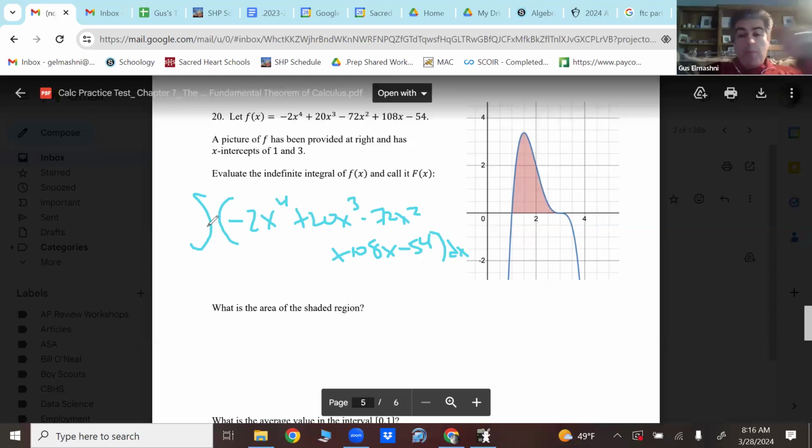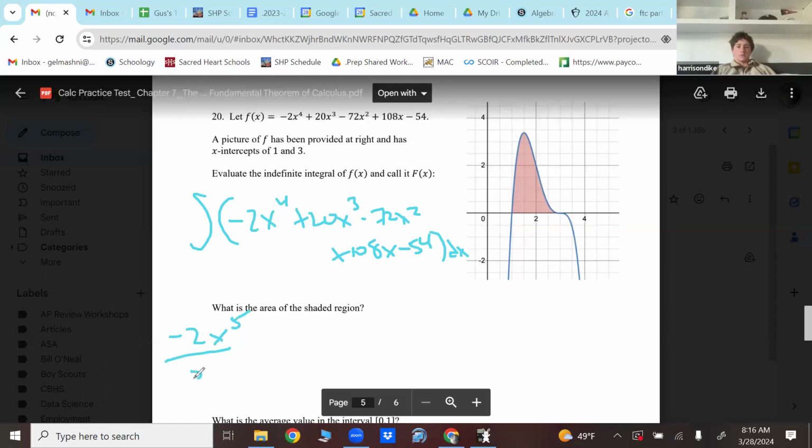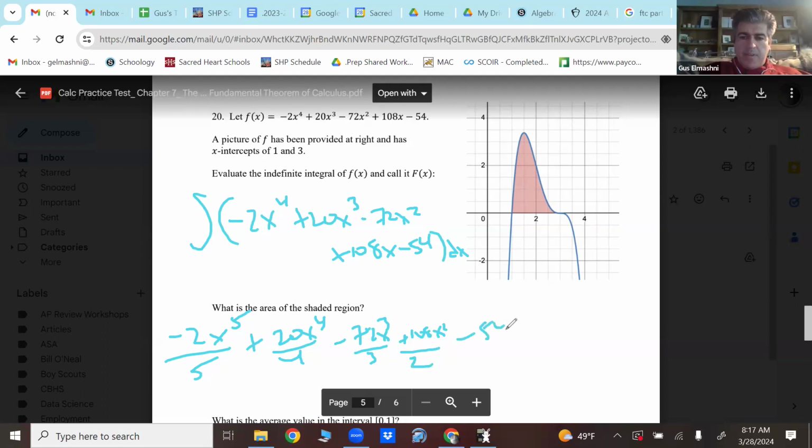Okay, so then you add 1 to the exponent and divide by the exponent, right? You just got to do all that work. And then plus c, don't forget about plus c, right? But c won't matter when you do the definite integral after. But since they ask for an indefinite integral, you got to put plus c at the end.